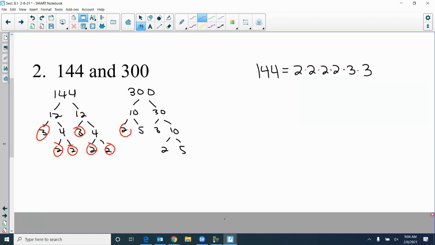For the second one, make sure you guys match up. For 300, how many 2s do you have? Did you get 2 of them? How many 3s? 1. And then how many 5s? Okay. Get that down.